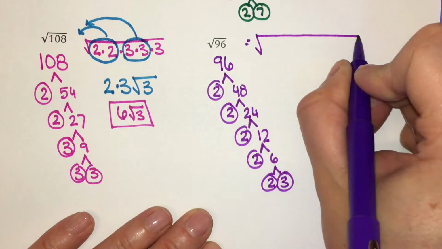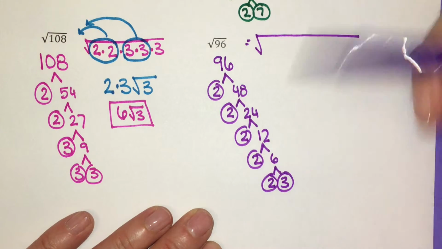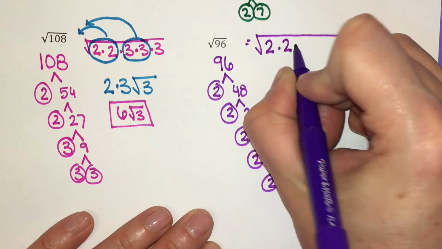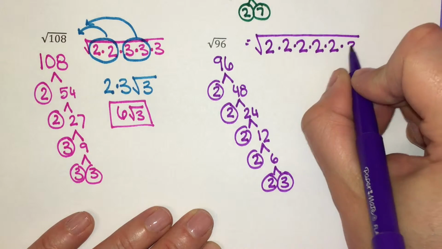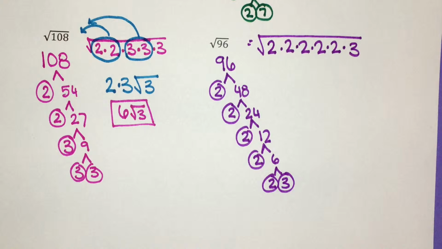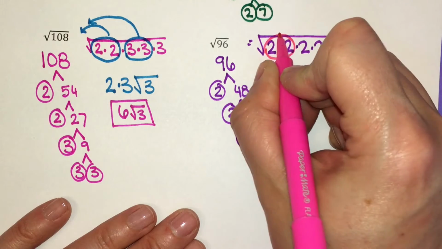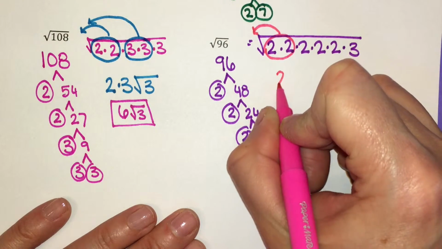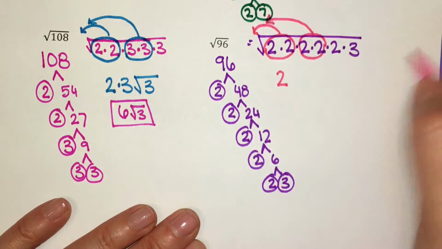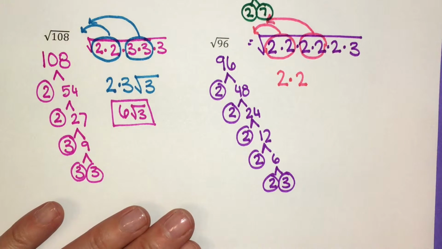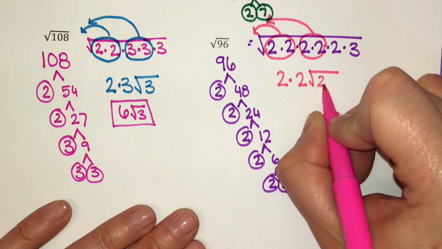This equals the square root. All right, see how many times we have 2 multiplied by itself. 1, 2, 3, 4, 5. So I'm going to write down 2 multiplied by itself 5 times, multiplied by 3. Okay, so looking for pairs underneath. I have 2 multiplied by itself. So I have a 2 that came out. Again, 2 multiplied by itself. So times another 2. And I don't have anything multiplied by itself. So what's left underneath the square root sign is 2 times 3.